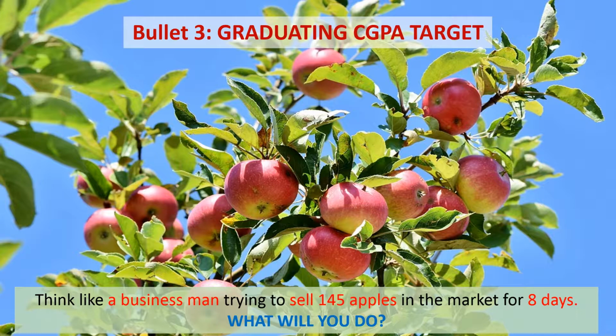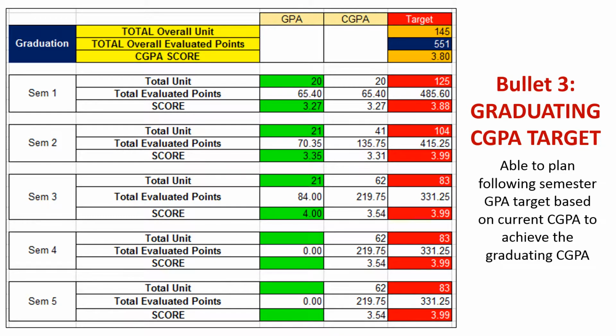Yeah. So what is bullet 3? So this is bullet 3. Bullet 3, the graduating CGPA target, is enabling the students to target the GPA for the coming semester, based on their previous performance in the previous semesters.